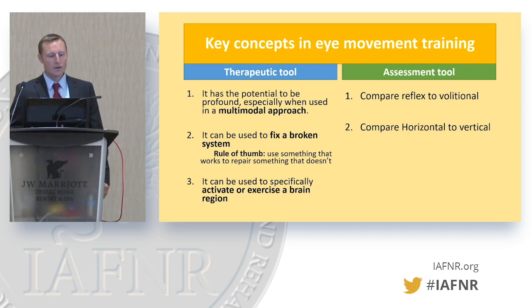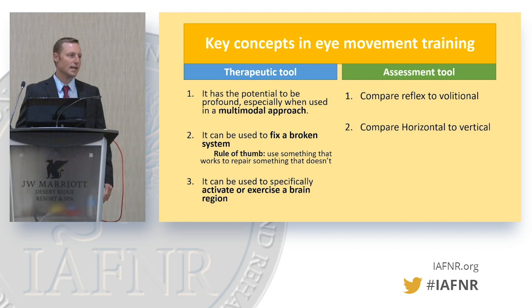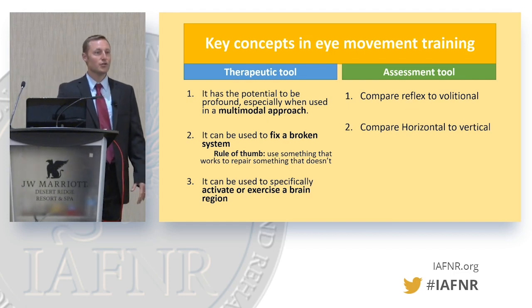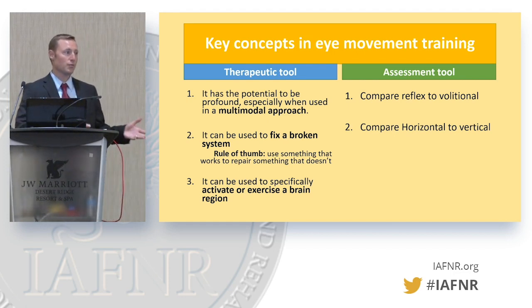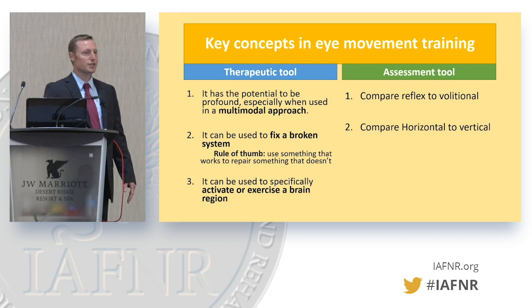It can be used also to repair a broken system. In other words, if you've got an eye movement strategy that's impaired, you can potentially use a different eye strategy to help restore the one that's impaired. We'll go through those. But basically, a rule of thumb is to use something that works to repair or restore something that's broken. That's a great one to remember as well.